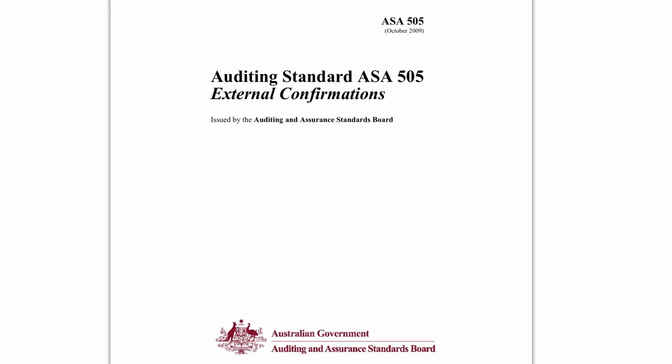We're here with the next video in our series on explaining auditing standards, and we're looking at ASA 505 about external confirmations. Remember that everything in the 500 series is specifically related to the collection of what ASA 500 calls sufficient and appropriate evidence.